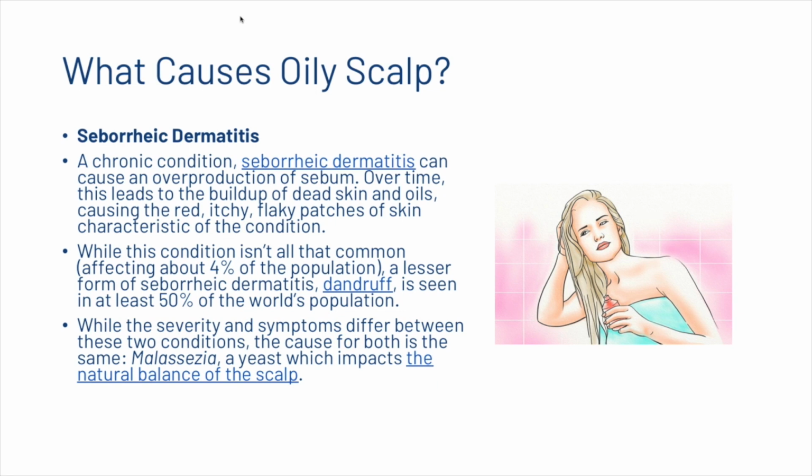Also, seborrheic dermatitis. This is a chronic condition and can cause an overproduction of sebum. Over time, this leads to a buildup of dead skin and oils, causing red, itchy, flaky patches on the skin. While this condition isn't at all common, only affecting around 4% of the population, a lesser form of seborrheic dermatitis, dandruff, is seen in at least 50% of the world's population. While the severity and symptoms differ between these two conditions, the cause for both is the same: malassezia, a yeast which impacts the natural balance of the scalp.